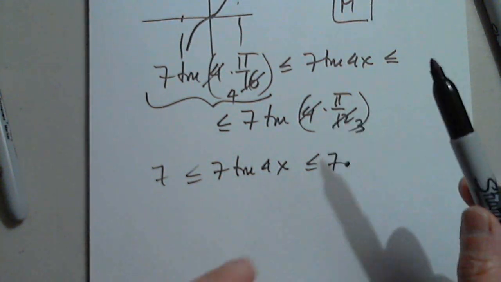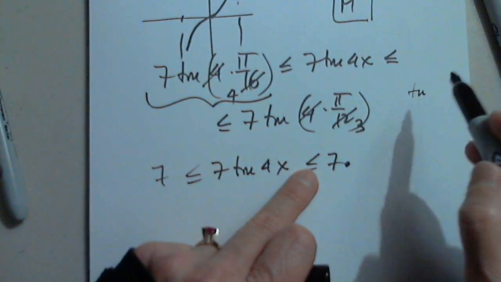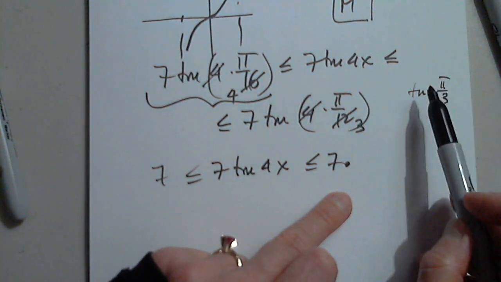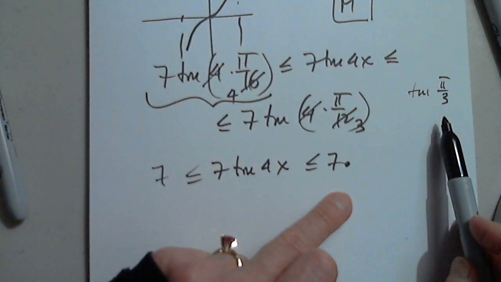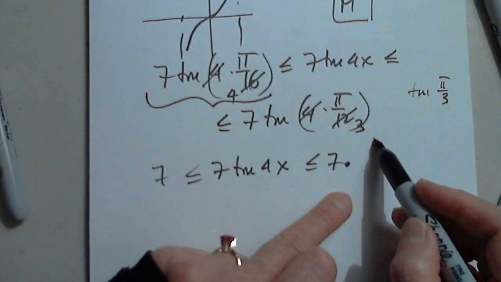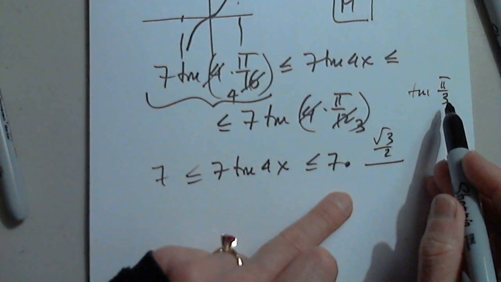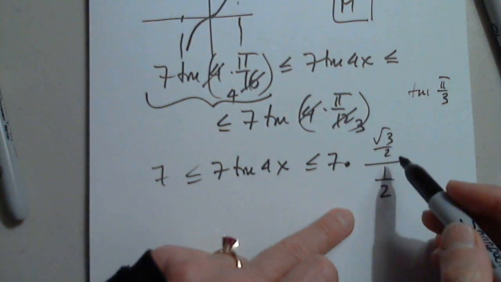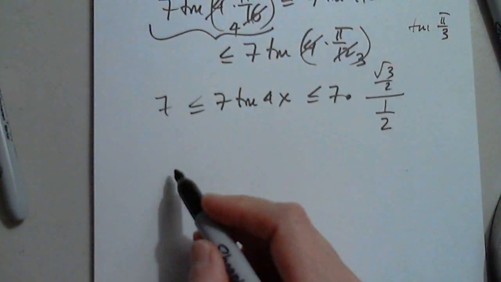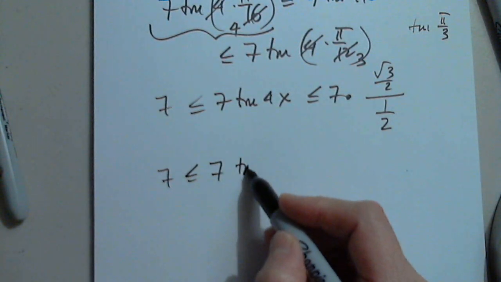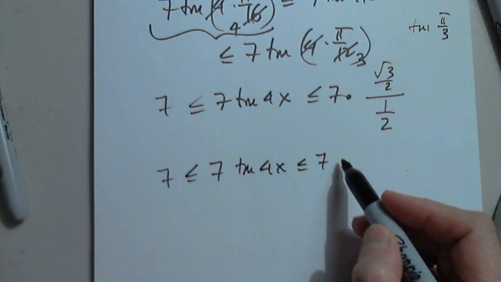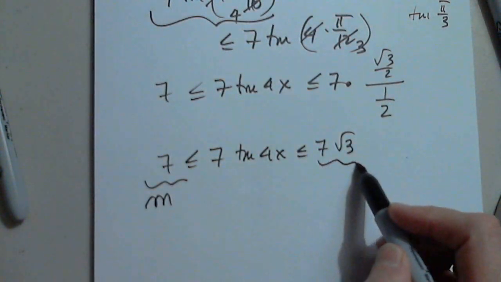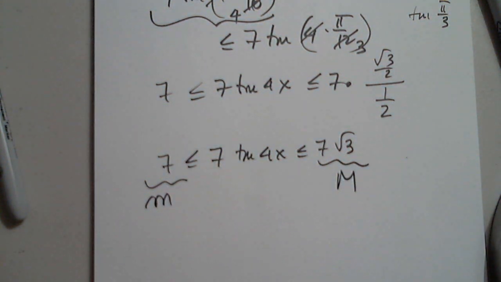I tell my students there is no need to remember tangent pi over 3. All you need to remember is that it's sine pi over 3 over cosine pi over 3. Sine pi over 3 is the square root of 3 over 2. Cosine pi over 3 is 1/2. So this piece is the square root of 3. So 7 is less than or equal to 7 tangent 4x, which is less than or equal to 7 the square root of 3. So this is the lowercase m, and this is the uppercase M.